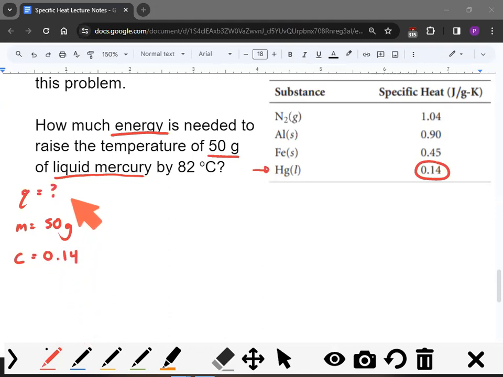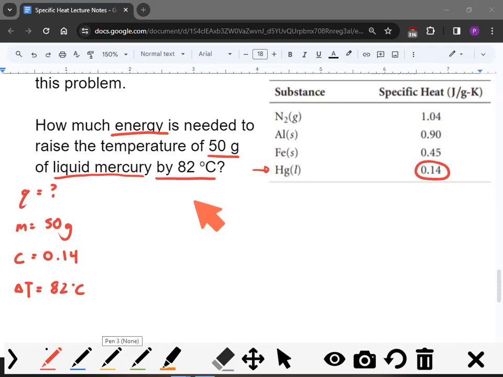So that was the trick here. Since we're looking for Q, we need C. And then liquid mercury, it tells us 0.14. So we can get that from the table. And then it's telling us the temperature is going up by 82 degrees Celsius. So that's going to be delta T, because it's going up by 82. It's not starting or ending at 82. It's going up by 82. So delta T is 82 degrees Celsius.